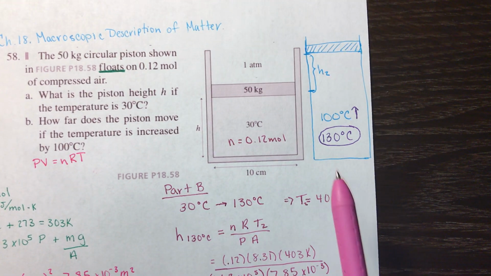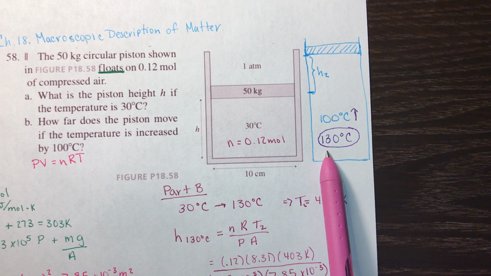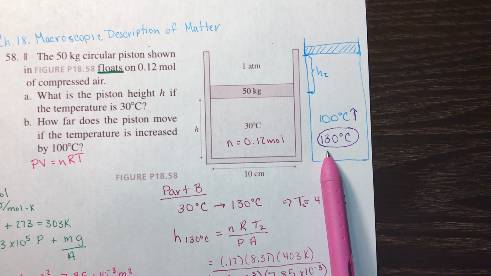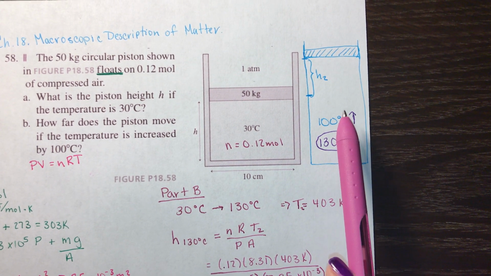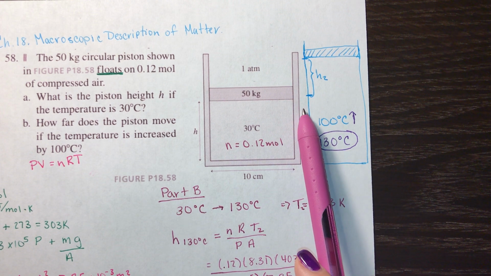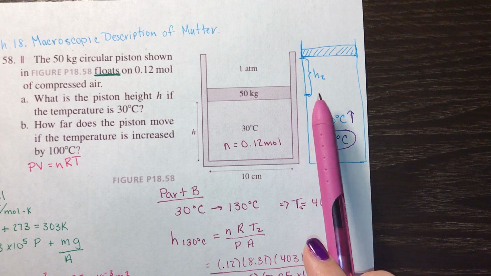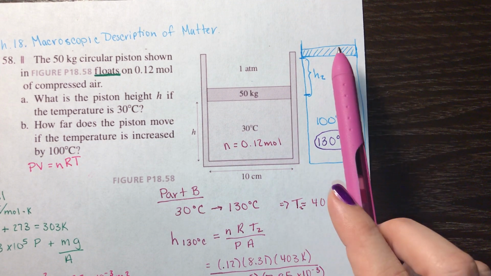And for the second part, we know that there's an increase of 100 degrees Celsius, which gives us the final temperature of 130 degrees Celsius. And this here is not drawn to scale due to the lack of space that I have. But our goal is to find how much the displacement is from the original height to the final height.